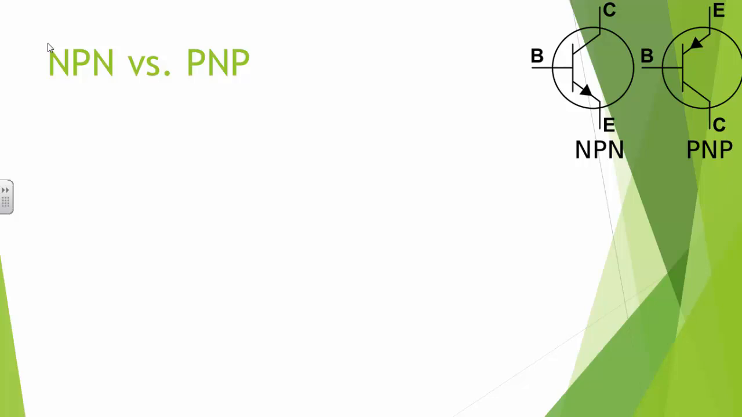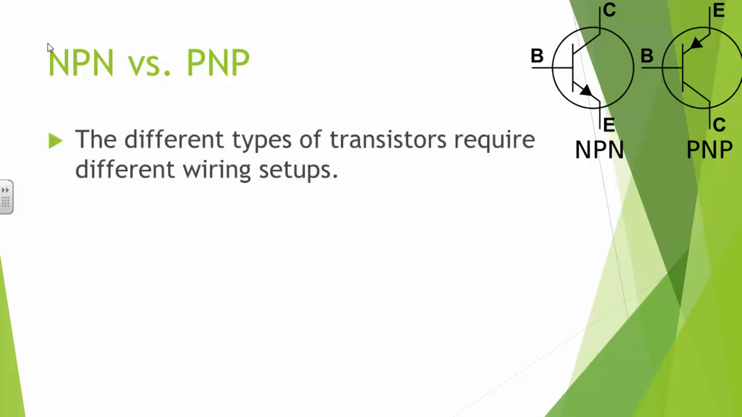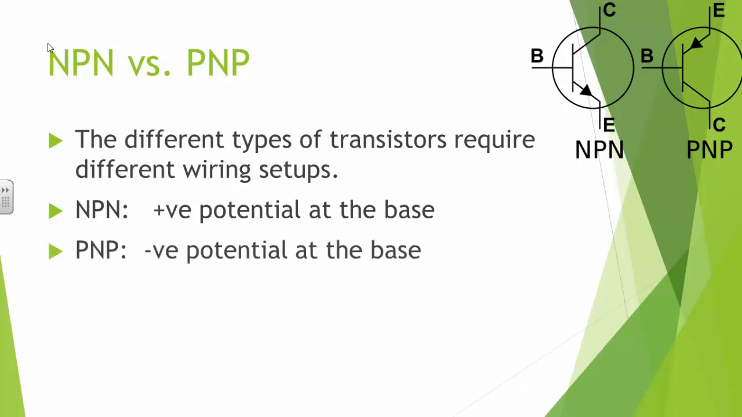Now we have to pay attention to which kind of transistor we have. If we have an NPN transistor, the wiring requirements are different than for a PNP transistor. For NPN, we apply a positive potential at the base in order to send its resistance low. For PNP, it's the other way around. We apply a negative potential at the base. Other than that, the operation is pretty much the same. We still need to control current in the same way.